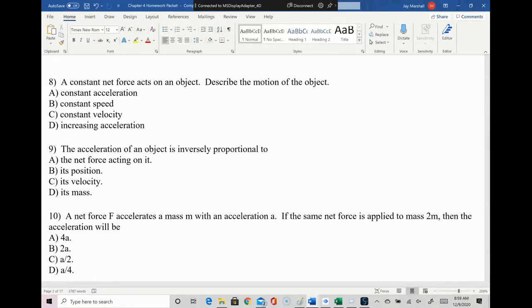A constant net force acts on an object. Don't get confused by the word constant here. Constant's not referring to velocity, is it? It's referring to a force. There's a constant net force. Describe the motion of the object. If I say that I have a constant net force, that means I have a non-zero net force acting on me. That means I must be accelerating, right?